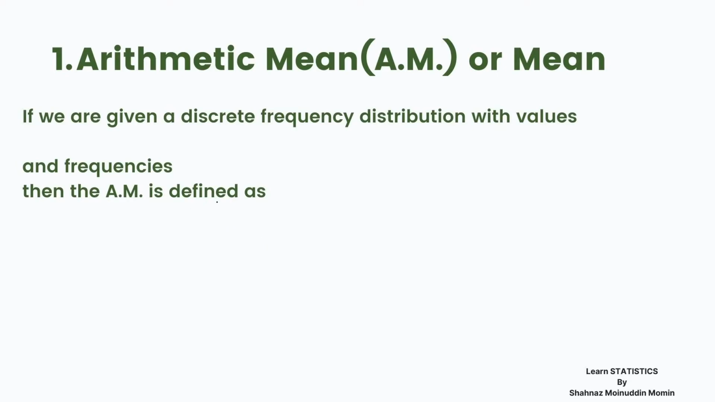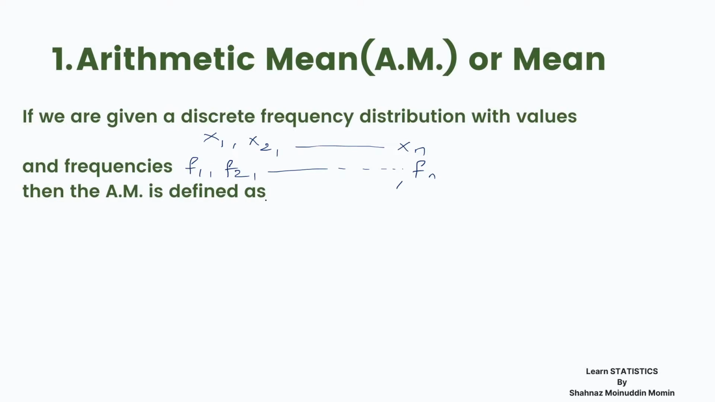Suppose we are given a discrete frequency distribution with values x1, x2, dot dot xn. As we know, in a discrete frequency distribution we have discrete values and their frequencies, f1, f2, dot dot fn.